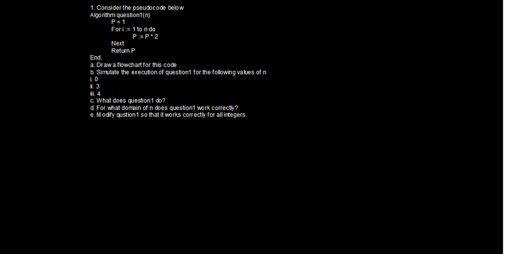So we have our algorithm, question 1, taking an argument of n, right? Then we say, okay, p is equal to 1. Then we say for i starting at 1 to n, do p being equal to p times 2, right? So just from this you can say that we're getting whatever p is, and then we're multiplying it by 2.